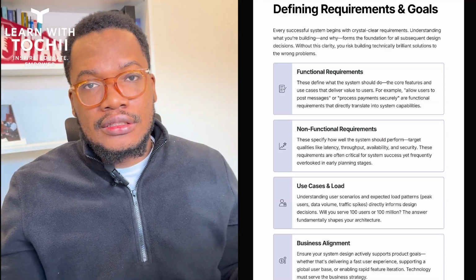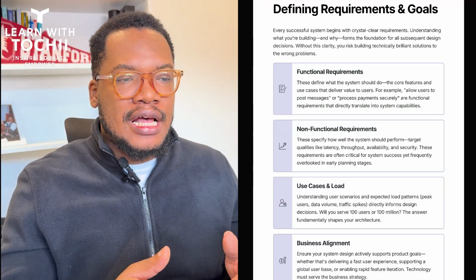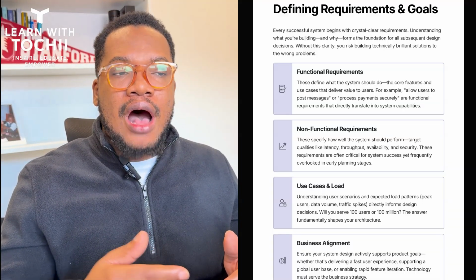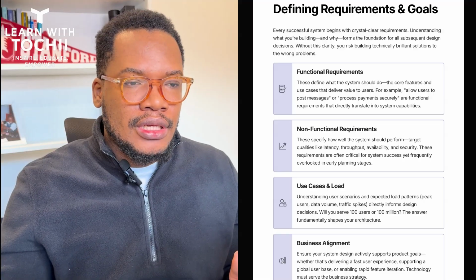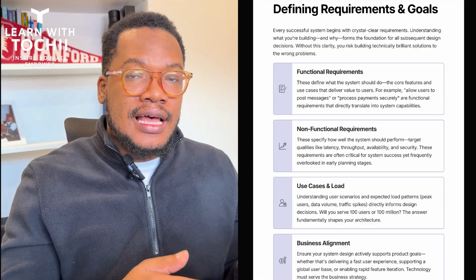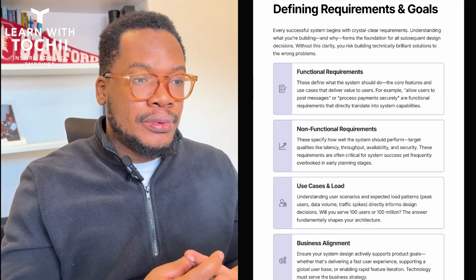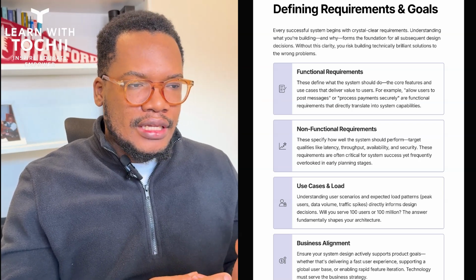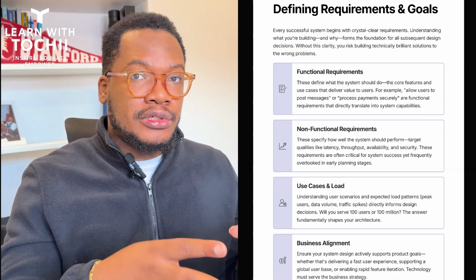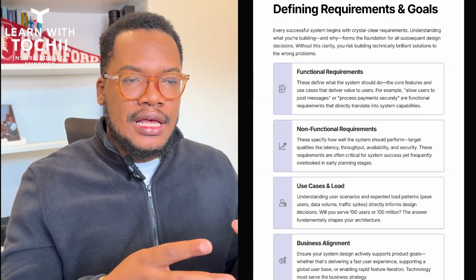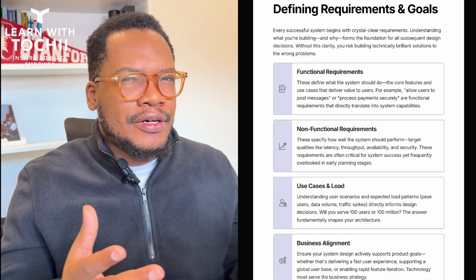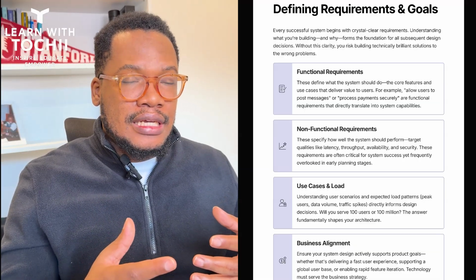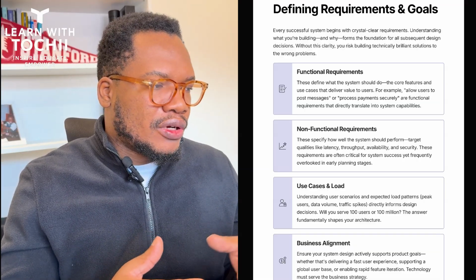Whilst on the other hand, non-functional requirements are simply how well the system should perform. So they target qualities like latency, throughput, availability, security, right? These requirements are often crucial for your system's success, and most times they are frequently overlooked in the early planning stages of a product.